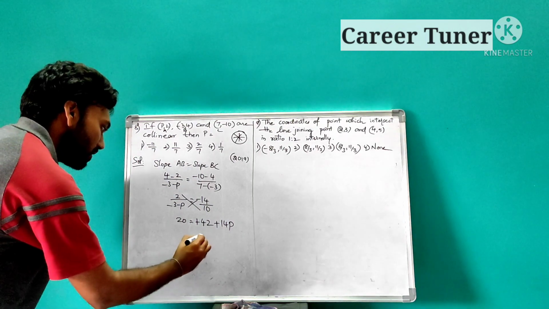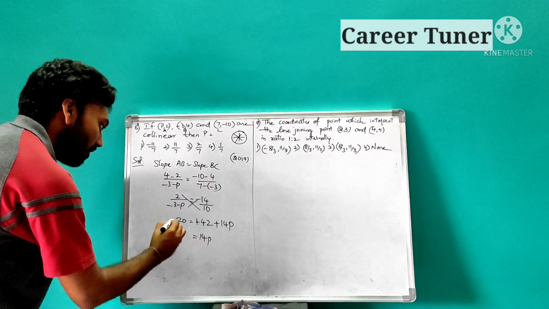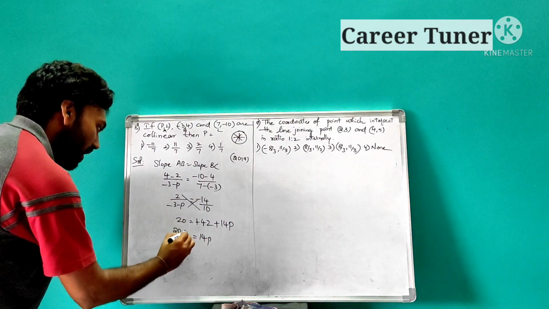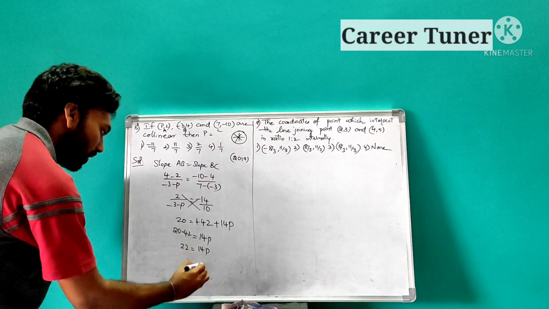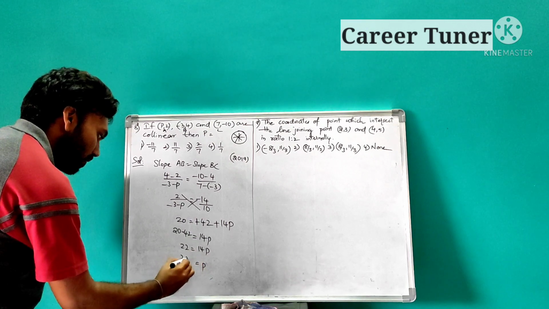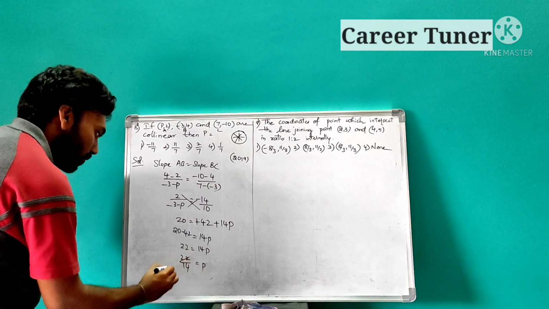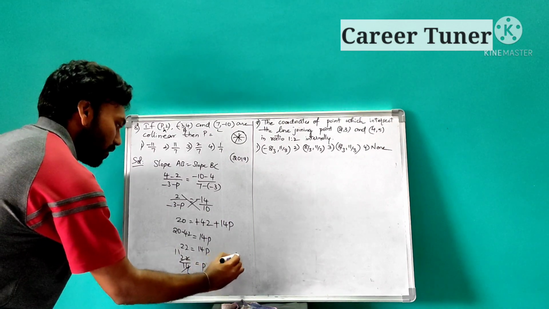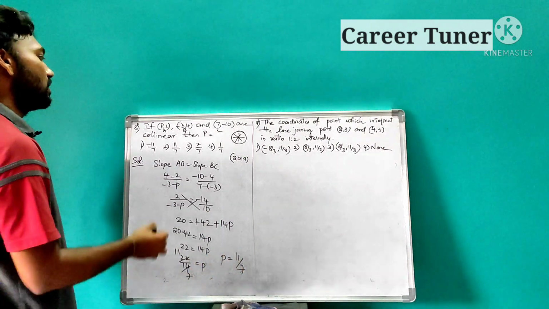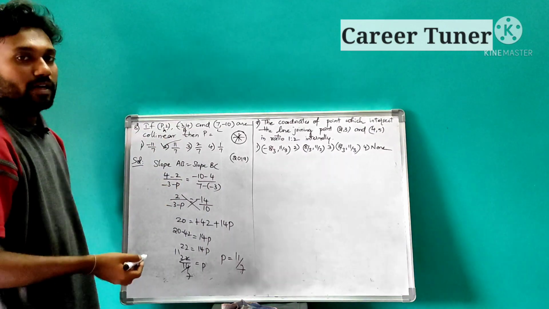Now how much is it? 14p is equal to 20 minus 42. What is 20 minus 42? Minus 22, which is equal to 14p. Therefore p is equal to 22 by 14. So 2 will go for 11 times, 2 will go for 7 times. Therefore p is equal to how much? 11 by 7. So 11 by 7. Second option is our right answer.